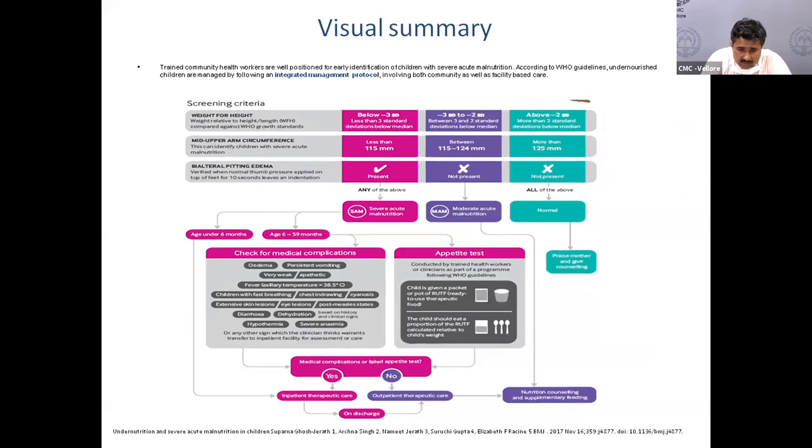If there are no complications, two things we do in these children. One, check for complications. Second, appetite test. If there is no complication, then he passes the appetite test, so he goes into home or community based care. If there is a complication or if he fails the appetite test, he needs inpatient care. For moderate acute malnutrition, mostly they need community based care and home management with nutritional rehabilitation.